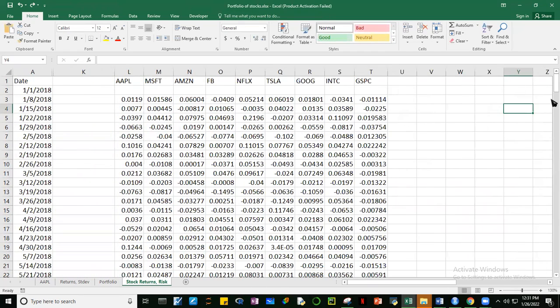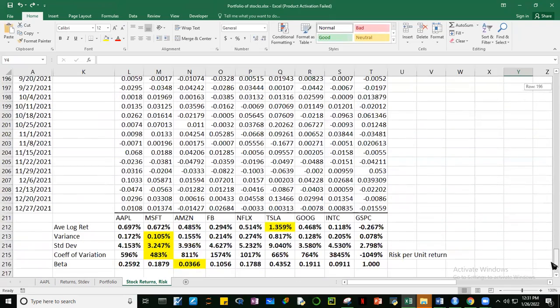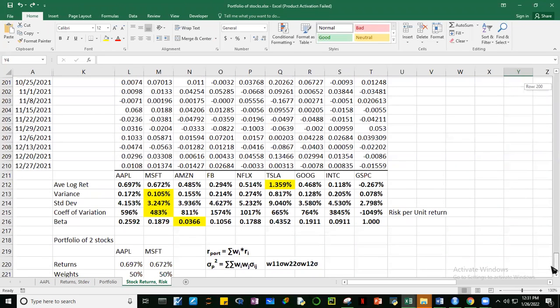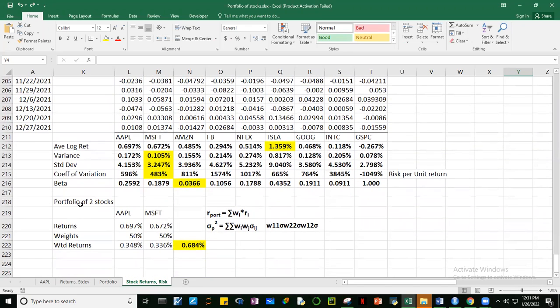Okay, so what did we learn today? We learned how to compute, review how to compute for the individual returns, the variance, the standard deviation, coefficient of variation, tapos pati yung beta, guys, which is a measurement of relative risk, how the stock compares with the market. Okay, and then we started our introduction to a portfolio.